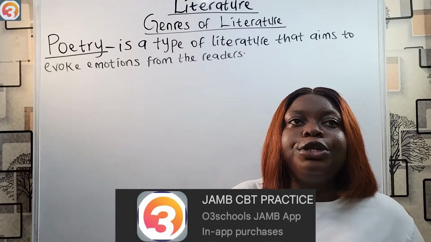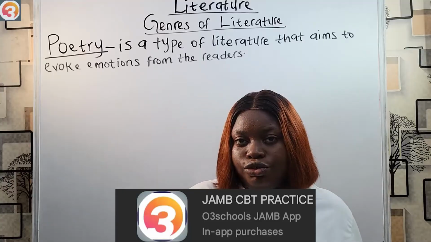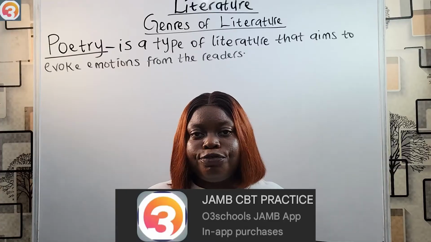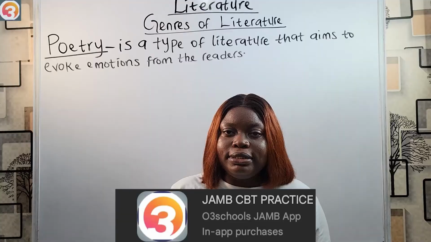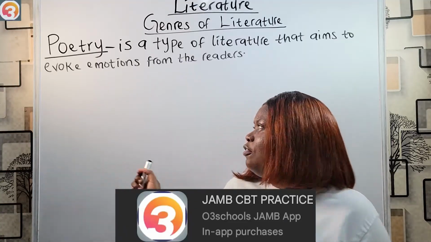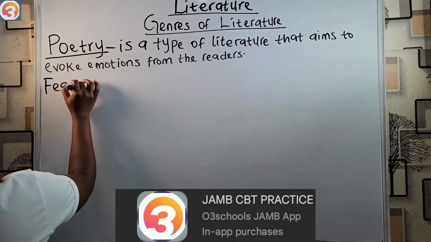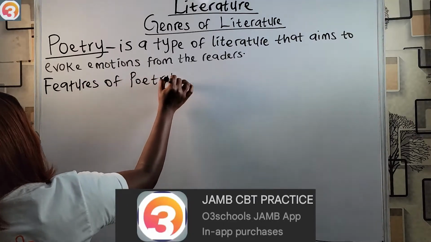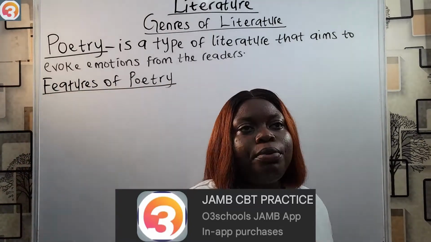Now, in the olden days, poetry existed, but it was in the form of songs, oral literature. So it was in the form of songs, and different songs were coined for different occasions. Now, poetry is more in the form of writing than songs. So we have more written poetry than oral. So let's look at the features or the elements of poetry, the features that poetry contains.